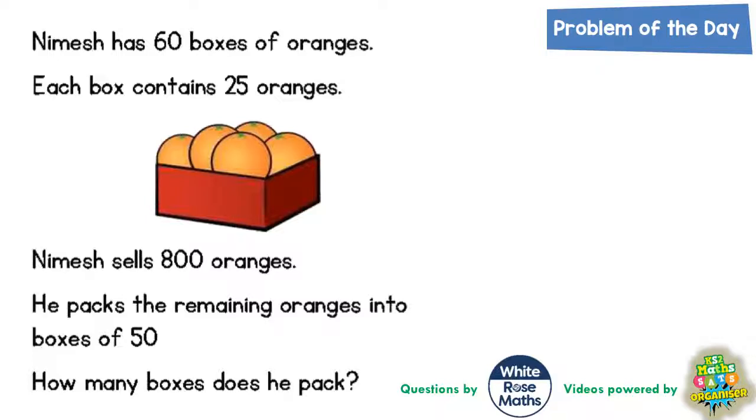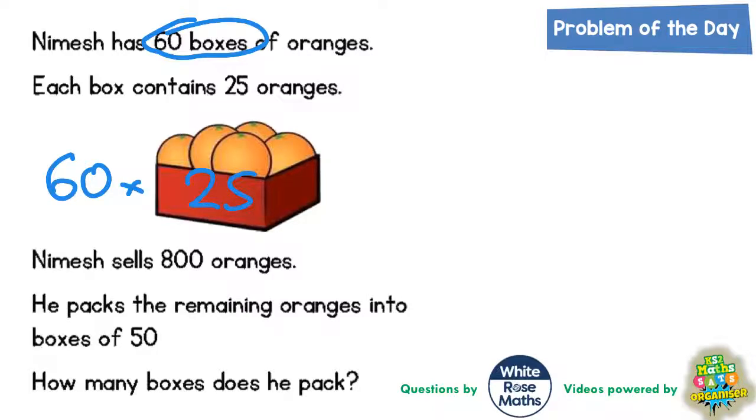Nimesh has 60 boxes of oranges, and each box contains 25 oranges. So basically, in one box, there is 25. I know we can't see that there's 25. It looks like there's only 5, but there must be lots of oranges in there that we can't see. So one box has got 25, and he's got 60 of these. So basically, we've got 60 lots of 25.